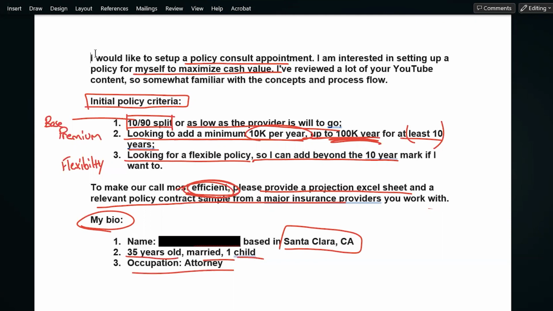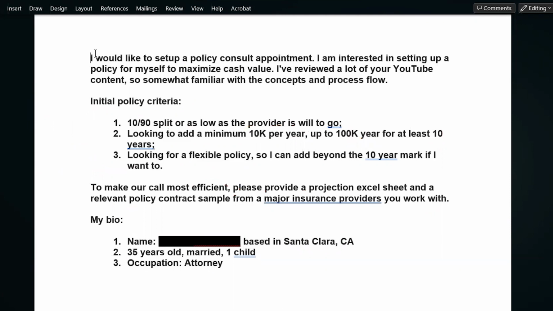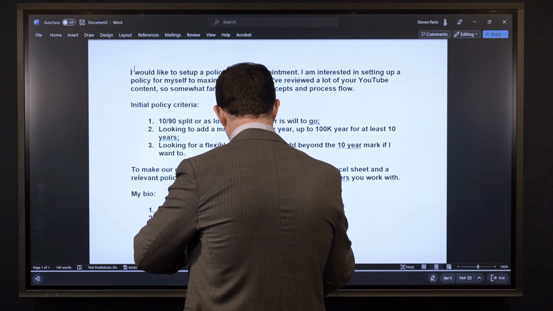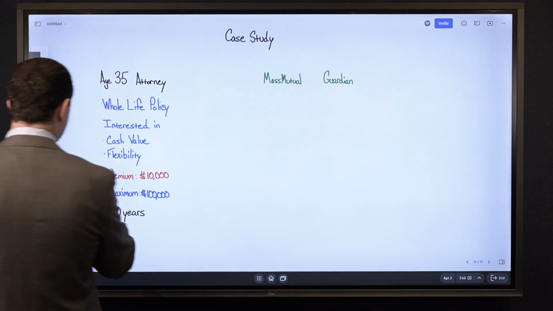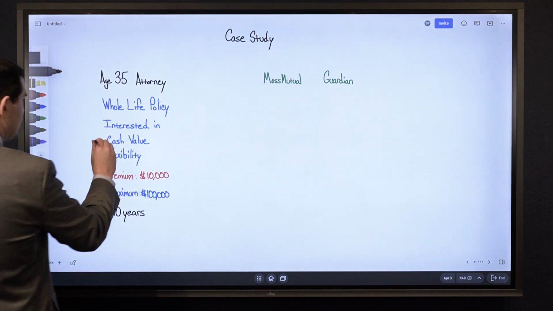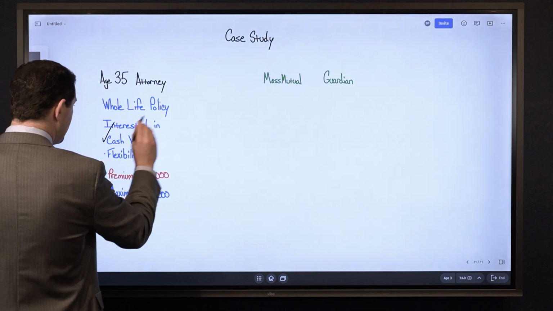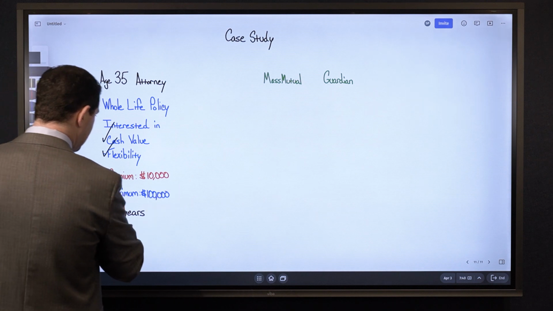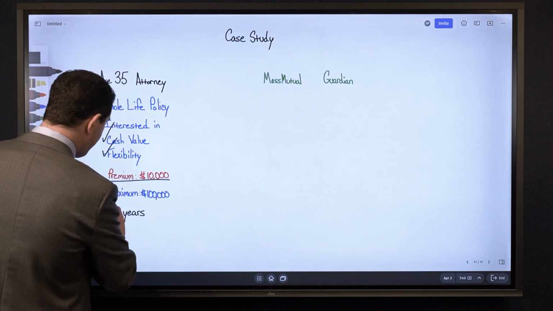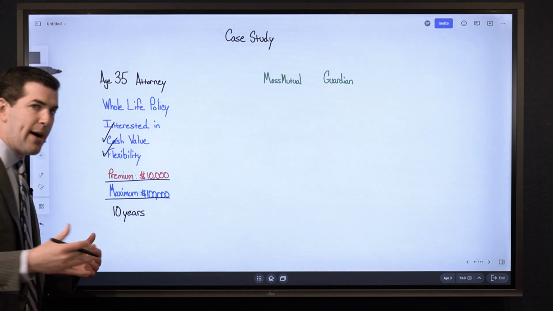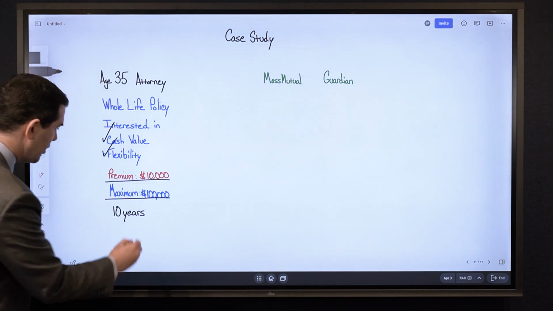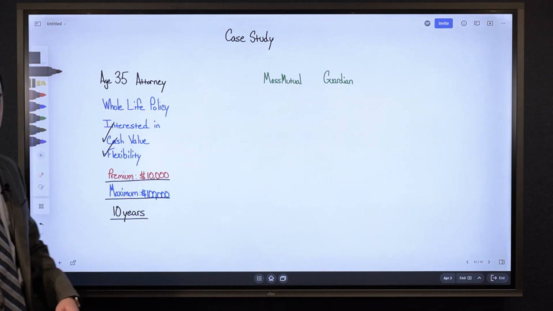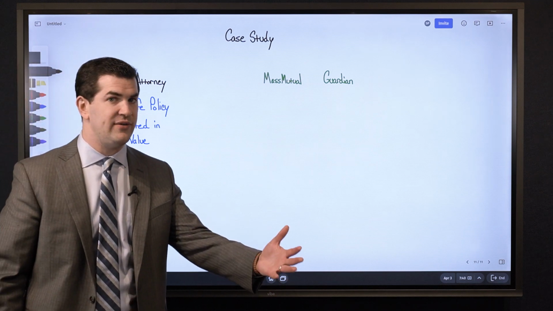35 years old, married, 1 child, occupation, attorney. Okay, so here's what I would put together in this particular situation. Here's what we got. 35-year-old attorney, interested in a whole life insurance policy for cash value. He also mentioned that flexibility is important. He wants a $10,000 minimum premium with the ability to go up to $100,000 per year. And we know for at least 10 years, but the ability to fund longer if he'd like.